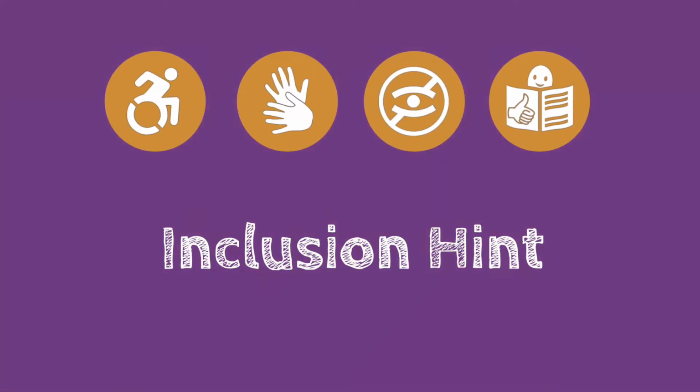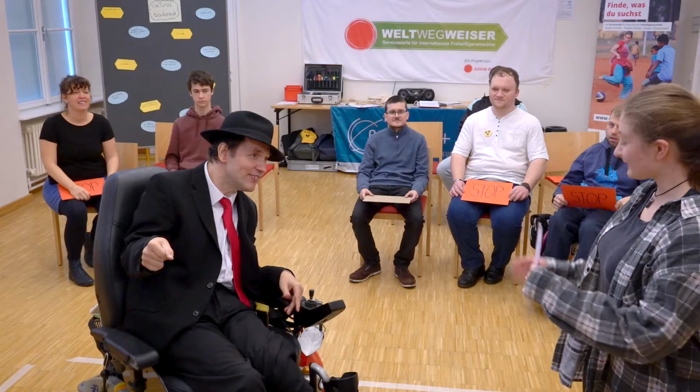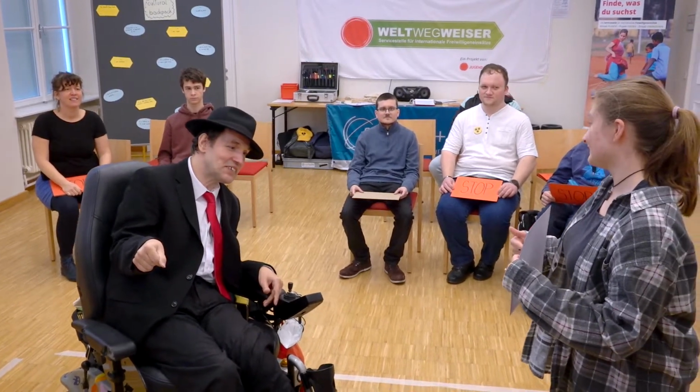Inclusion hint. For better understanding for everyone, especially for people with visual impairment, it is important to explain the scenes at the beginning. Where is the scene set? Who are the characters? How do they relate to each other? While playing the scene, the actors can describe their actions themselves.